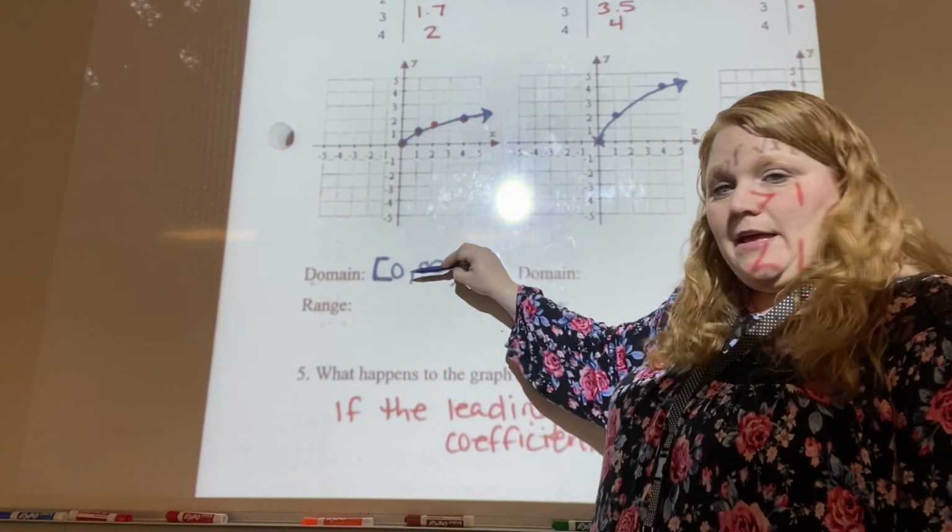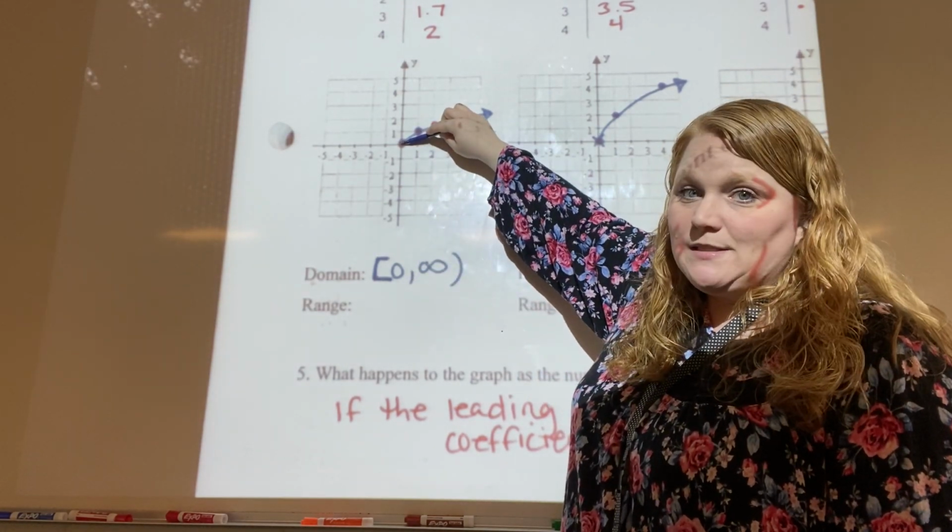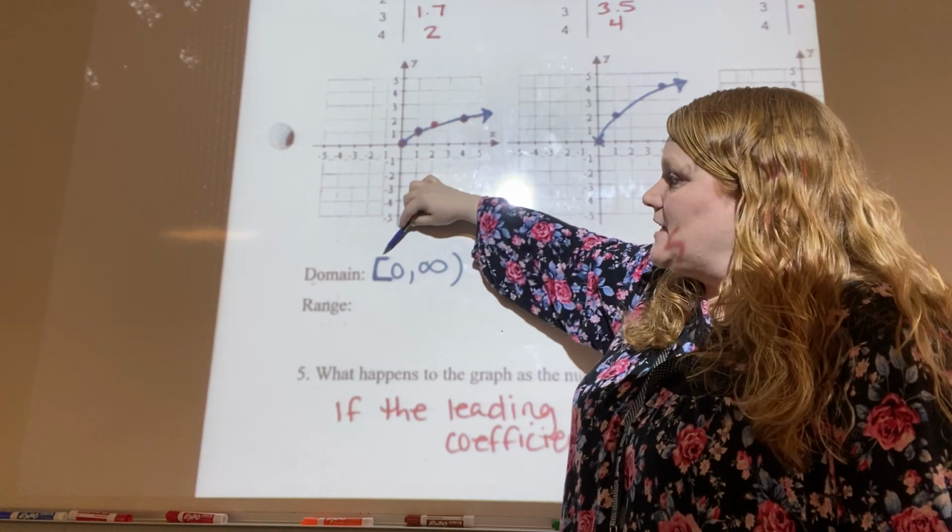It gets a bracket because that point is inclusive. There's actually something there, right? So that's why we have a bracket.